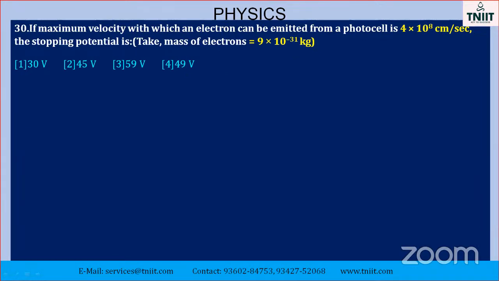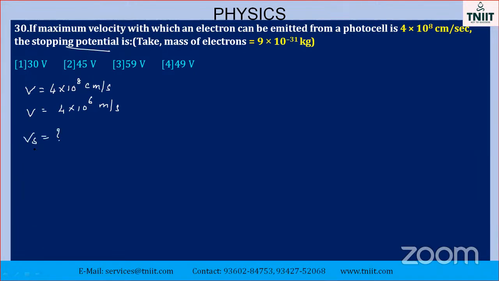What is the maximum velocity of the electron? Maximum velocity is 4 into 10 power 8 centimeter per second. If you want to convert in meter, it will be 4 into 10 power 6 meter per second. Now they are asking you to find what is the stopping potential.